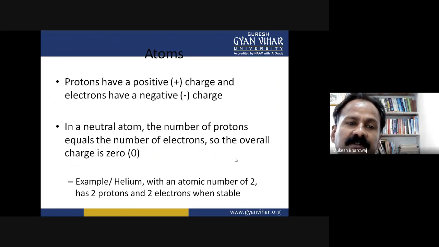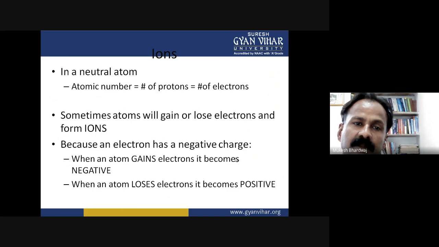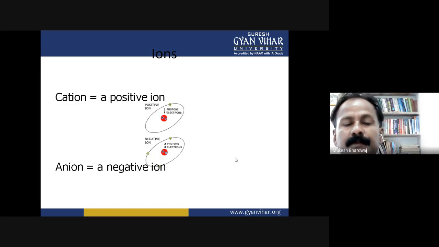Protons have positive charge and electrons have negative charge. In a neutral atom, the number of protons equals the number of electrons, so the overall charge is 0. Helium has atomic number 2, so it has 2 protons and 2 electrons when stable. Sometimes an atom will gain or lose electrons and form ions, because an electron has negative charge. When an atom gains electrons, it becomes negative. When an atom loses electrons, it becomes positive. Cation, a positive ion; anion, a negative ion.